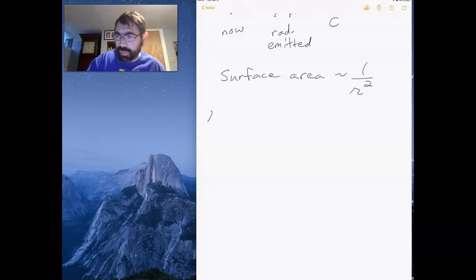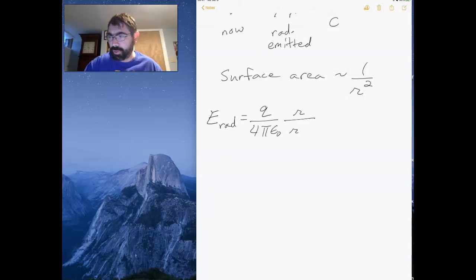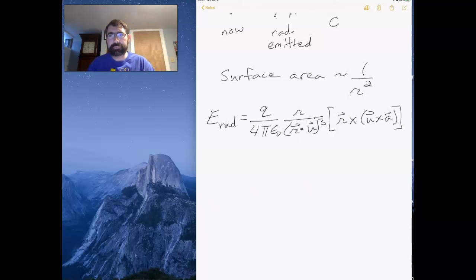So I'm just going to simplify things and say that the electric field associated with the radiation is Q over 4 pi epsilon naught, R over R dot u, cubed, times R crossed into u crossed into the acceleration. So essentially, you're going to get radiation when you have an acceleration, if the particle is accelerating. If it's not accelerating, it's not going to radiate. And then the energy is just in the field associated with that particular charge.